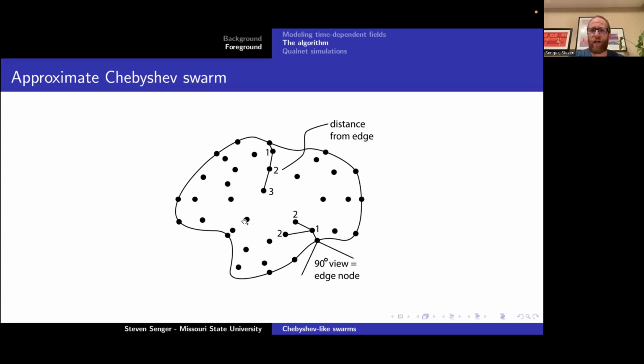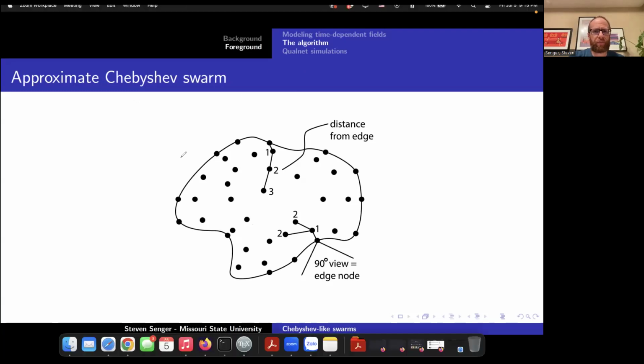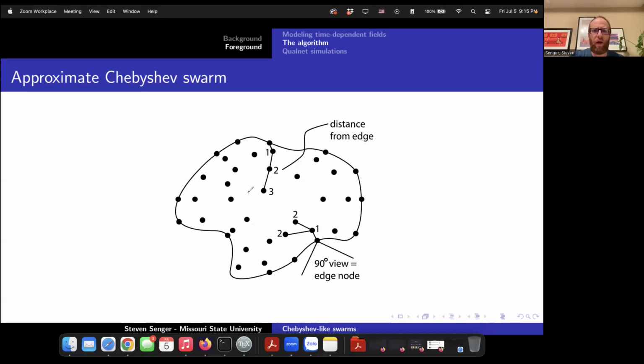So let's look at this node, for example. This one is not an edge node, because no matter where I draw a right angle, there's another node here. So this right angle doesn't work. What if I did this right angle? Oh, there's an edge node here, and there's another node here. So this is not an edge node, right?